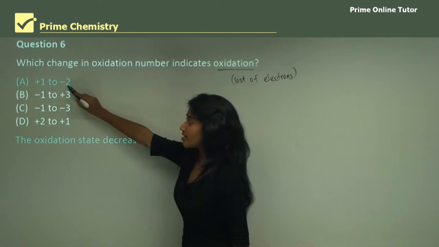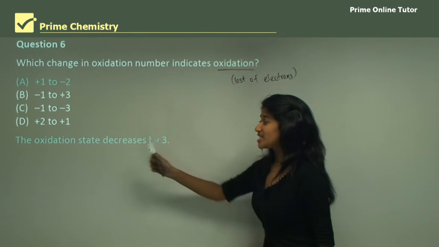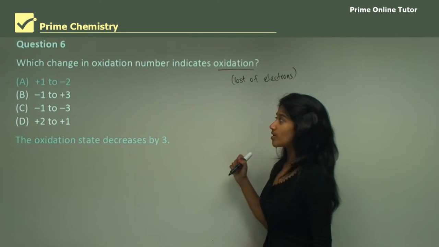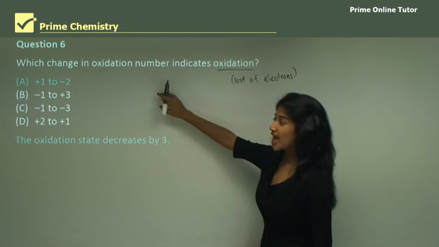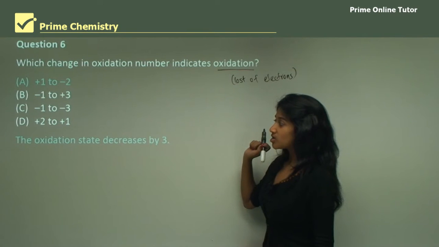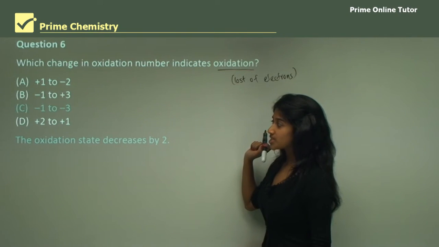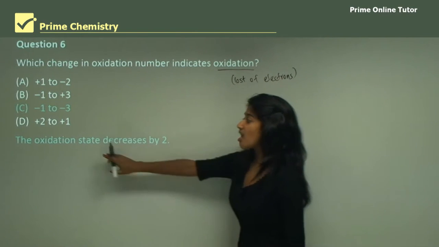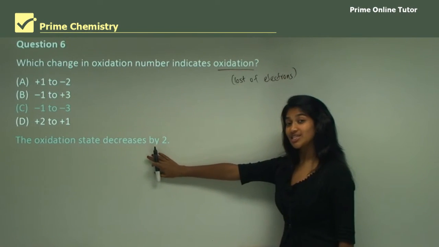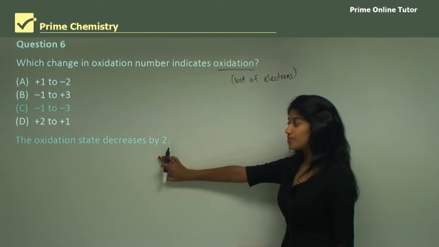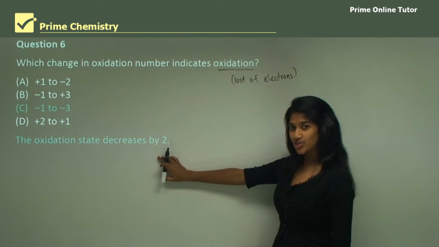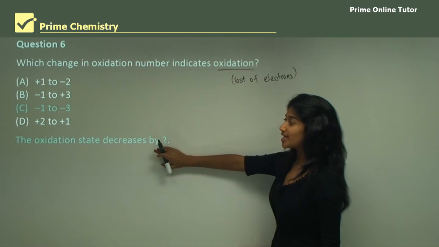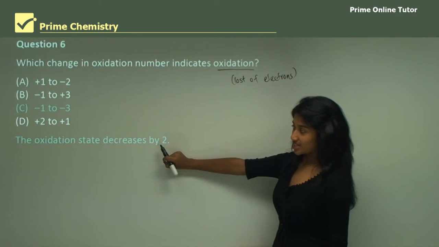Going from +1 to -2, it is decreasing by 3, which means it's not undergoing oxidation. So option A is not correct. Going to option C now. Option C is -1 to -3. Again, the oxidation state is decreasing by 2, which means it is not losing electrons. In fact, it is gaining 2 electrons. So clearly, C is not the correct answer.